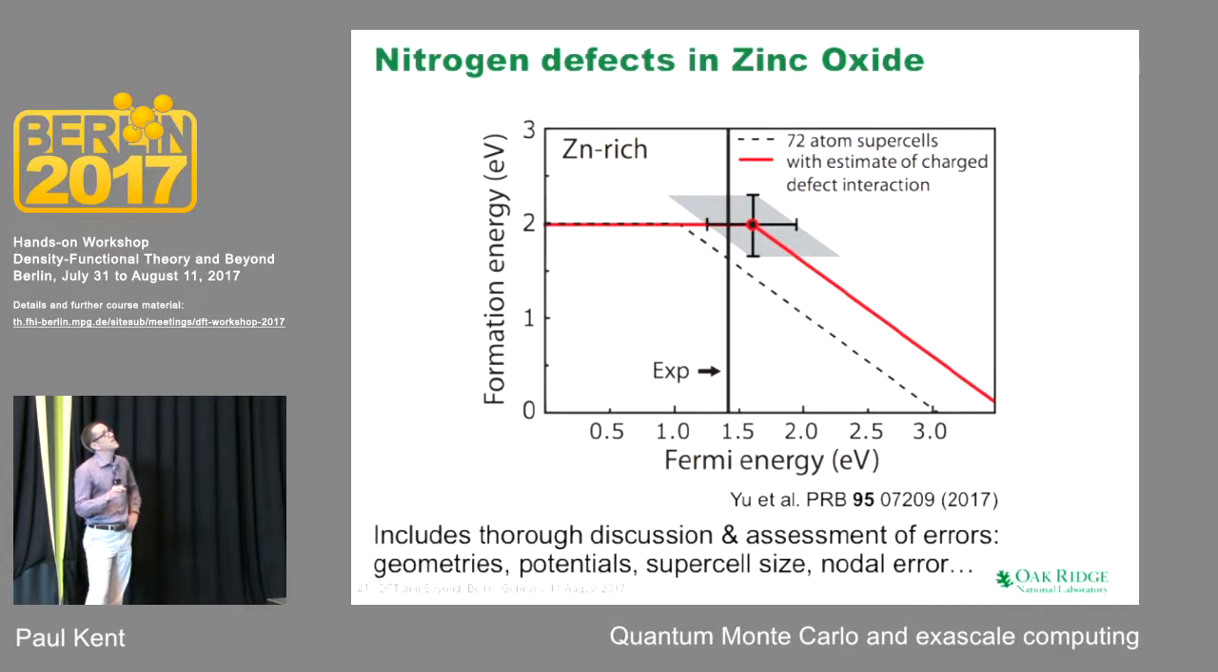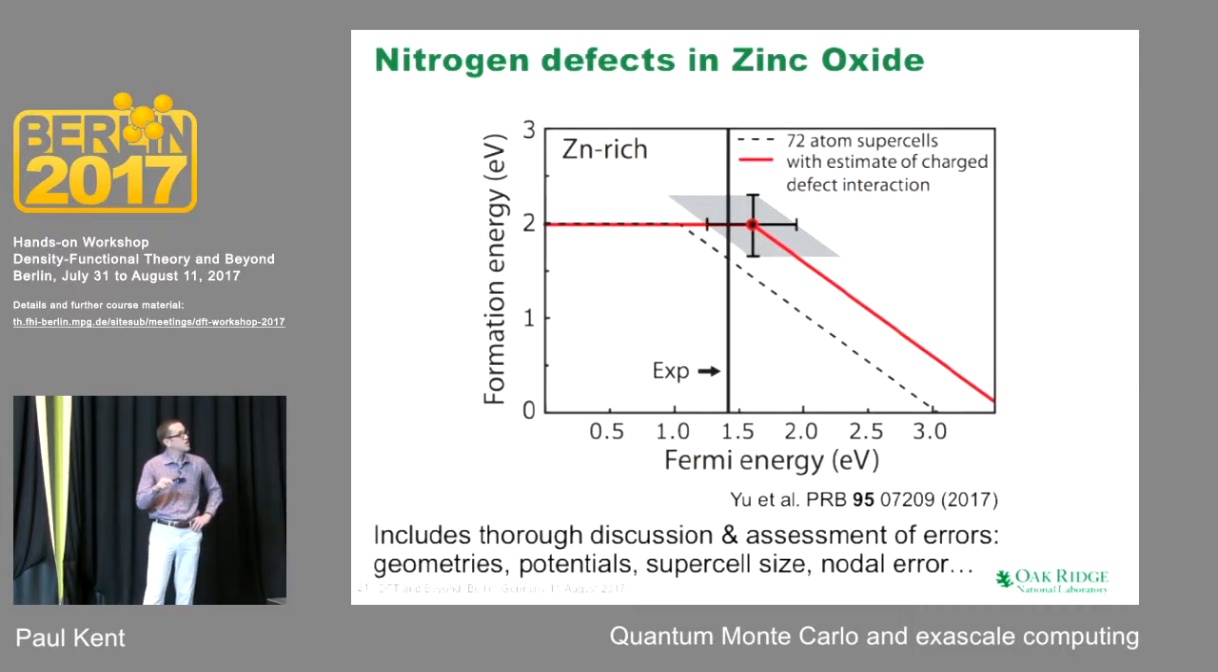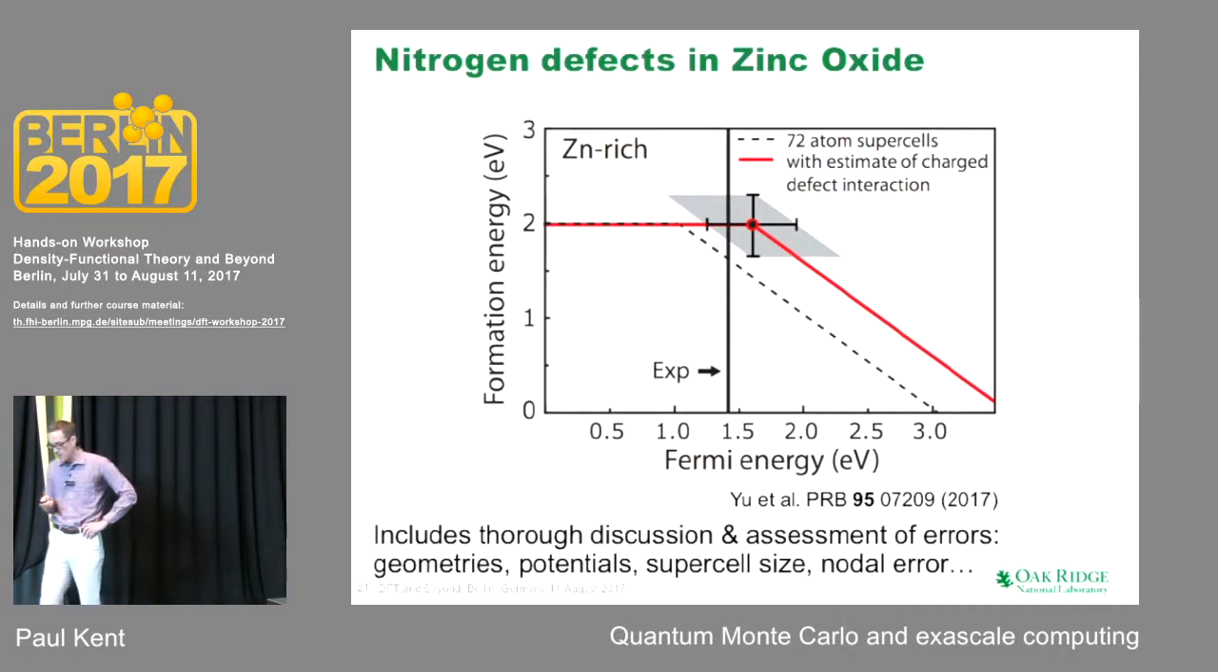So what they computed here was the zinc-rich conditions, the most stable form of the nitrogen defect. So we see it's neutral for a while and then it's charged. And indeed, if you add up all the different error contributions, you are still close to experiment, or really very close to experiment, but it's actually quite a lot of work. So there's a lot of discussion here that's actually important for doing these calculations in practice. So these are not completely push-button calculations by any means to relate to experiment.